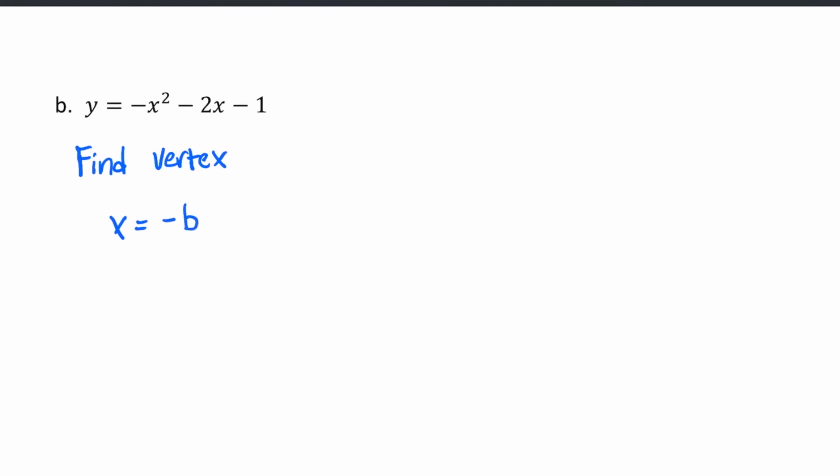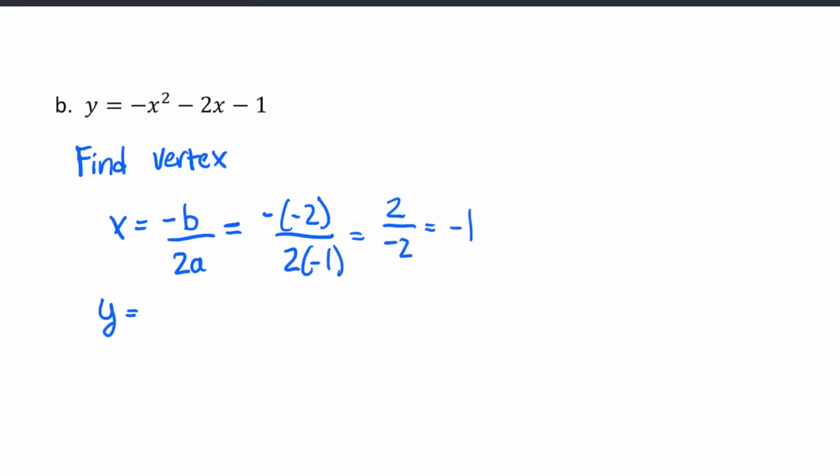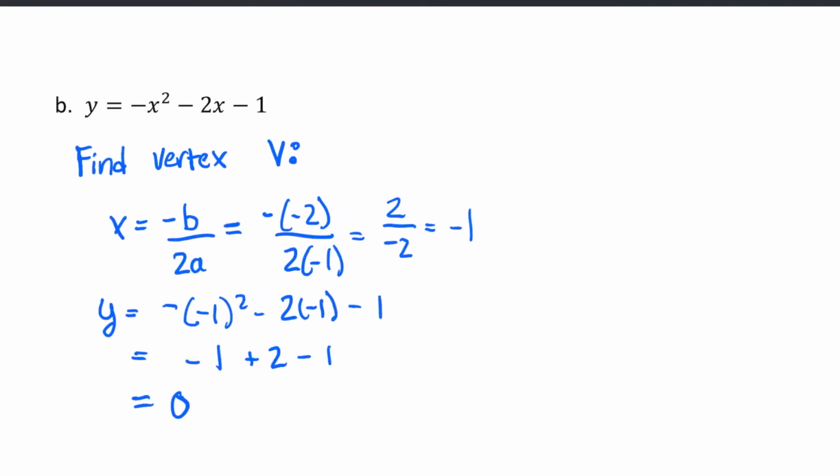So let's do x equals -b over 2a, which if you plug in, we'll have the opposite of -2 over 2 times -1, equals just -1. I need the y value though when we're talking about maximum or minimum, so plug it back in and simplify. Squaring -1 makes it positive, but then you have the negative outside. Let's see, we end up with 0. So our vertex is at (-1, 0).